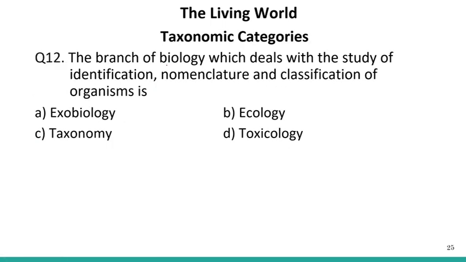The next question is, the branch of biology which deals with the study of identification, nomenclature and classification of organisms is. So we know that the first step is identification. Then after identification, the next step is nomenclature. And then comes classification. The options are exobiology, ecology, taxonomy, and toxicology.